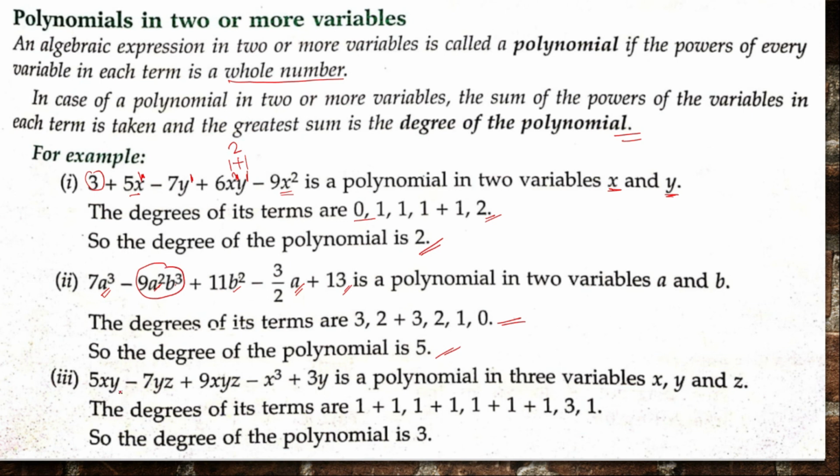Number 3, 5xy, that means 1 plus 1, it is having degree 2. This term is having degree 2. This term is also having degree 2. This term 9xyz is having degree 3. This term is having degree 3 and this one is having degree 1. So highest degree is 3. So the degree of this whole polynomial is 3.